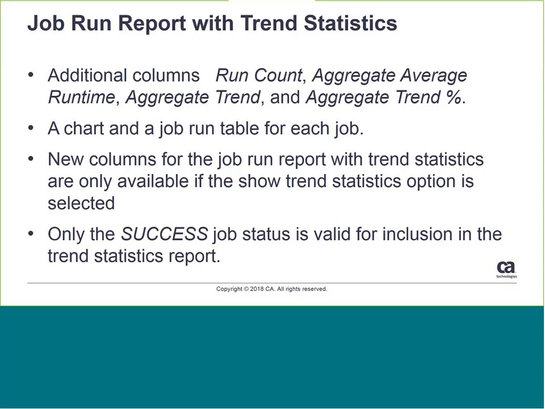The one caveat here is it's only available in PDF form because of the graphics that are associated with it. We added some new columns for the trending, and I have an example in here, so you'll see that in a bit. And the other point to make is that only success job status is valid for inclusion. We didn't want to include jobs that failed because a lot of times jobs that fail finish very quickly, and it can throw off the actual trending. It would be an outlier. So we just said, let's pick the success job, and that's what we report on from a trending standpoint.